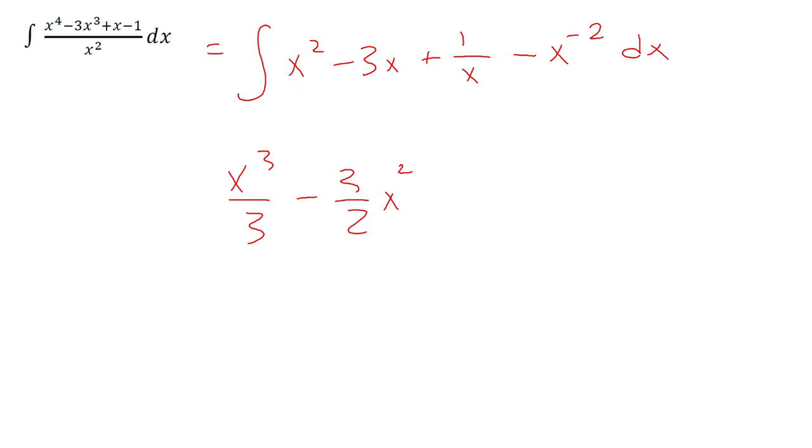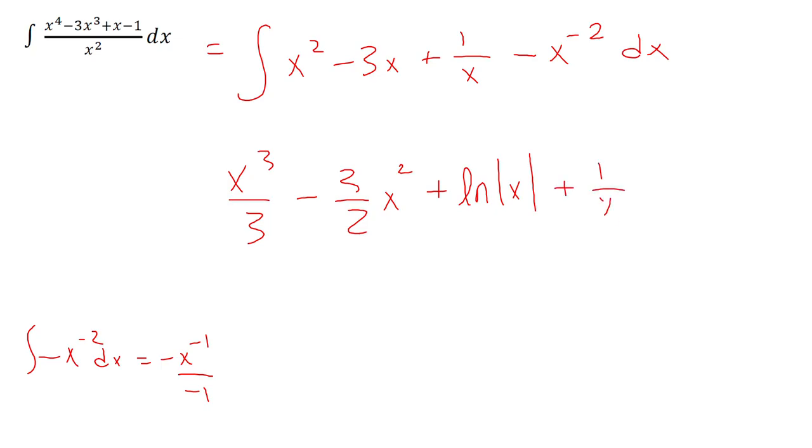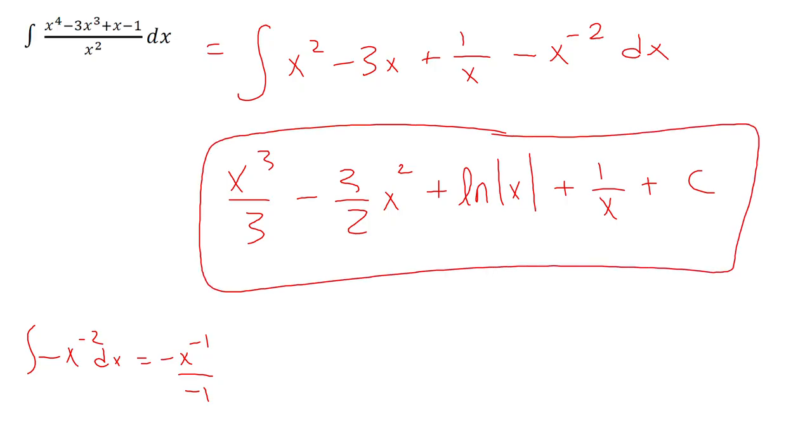And then not using the power rule, the integral of x to the negative 1, or 1 over x, is just the natural log of the absolute value of x. And then the integral of negative x to the negative 2, right? Well, we should go up to negative 1 and divide by negative 1. So we end up with a plus x to the negative 1, or plus 1 over x. And of course, don't forget the plus c at the end.